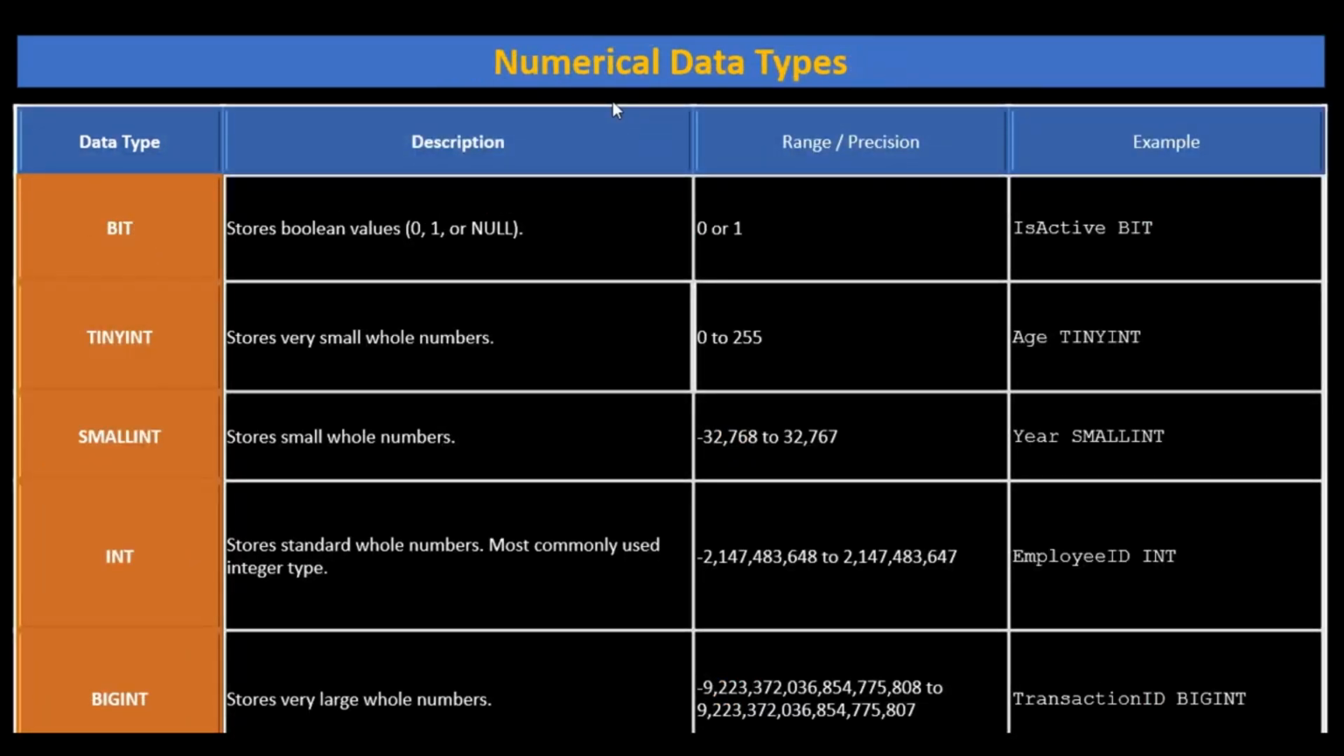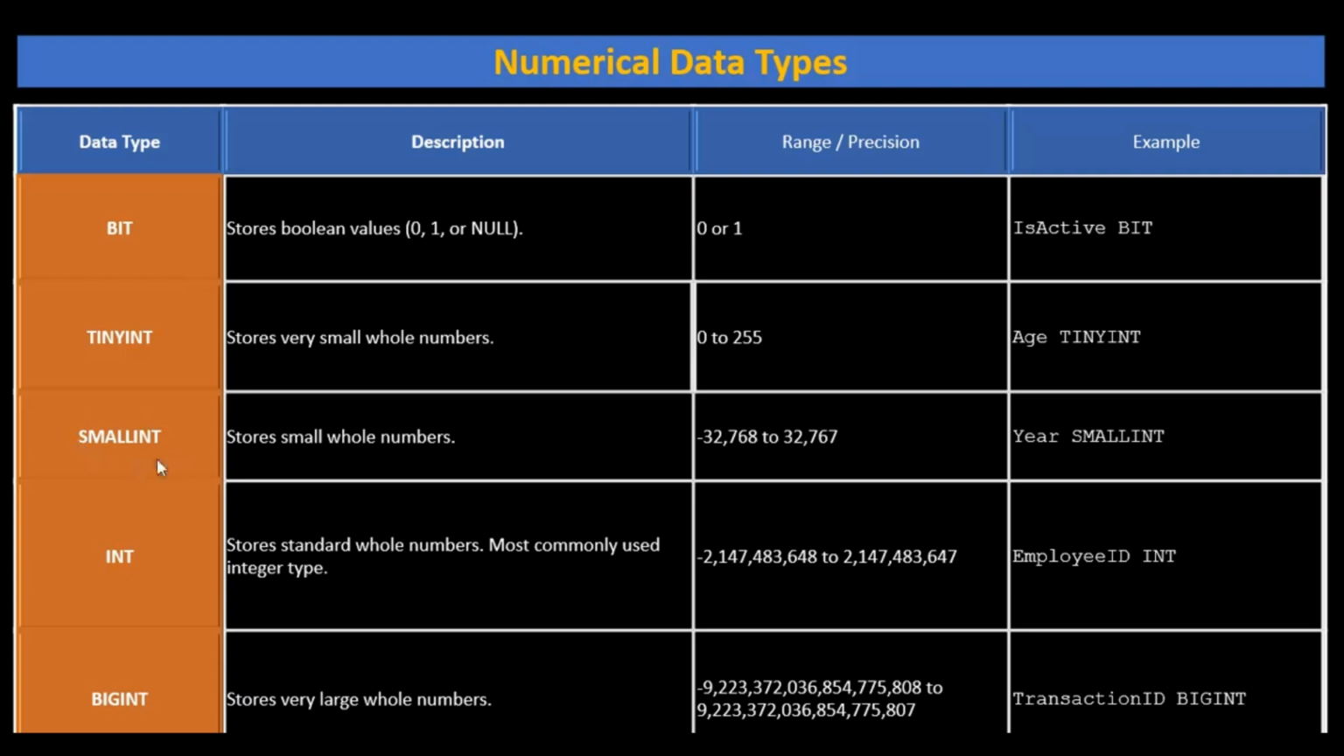There are various numerical data types which we can use to store numerical data. First one is bit. Bit stores Boolean values like 0 or 1. If the value is neither 0 nor 1, it stores null. It can store 0 or 1 only. It can be used to show the status of the user, whether the user is active or not. Next one is tinyint. This stores very small whole numbers which range from 0 to 255. It can be used for storing the age.